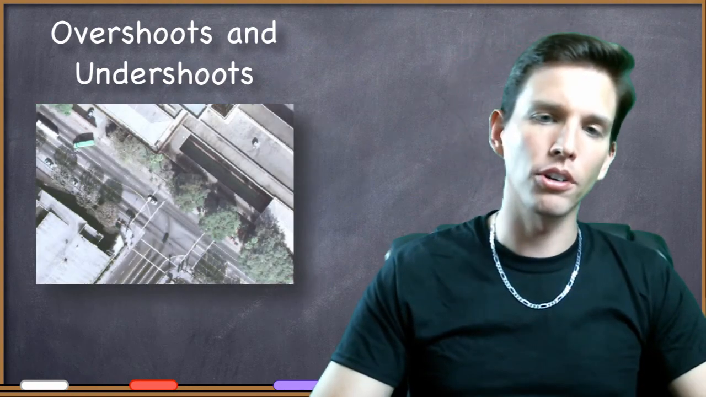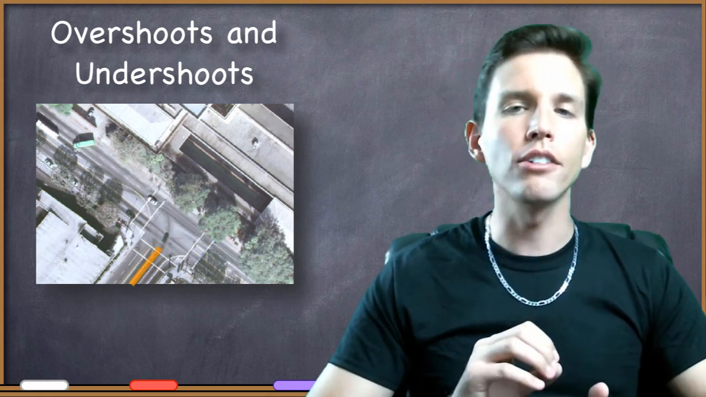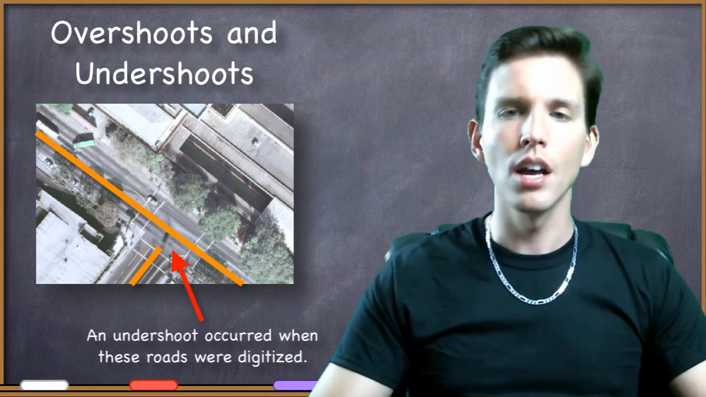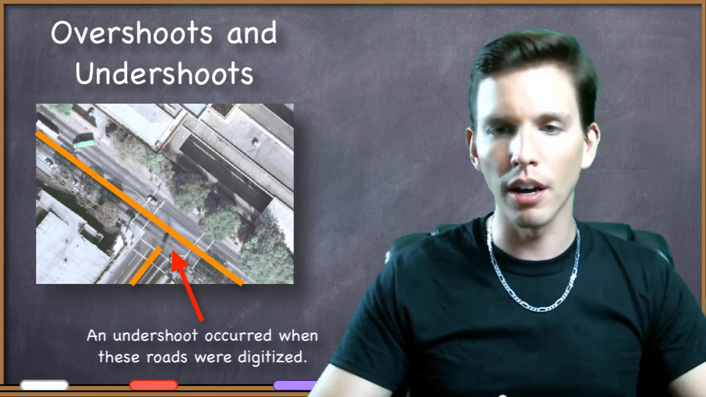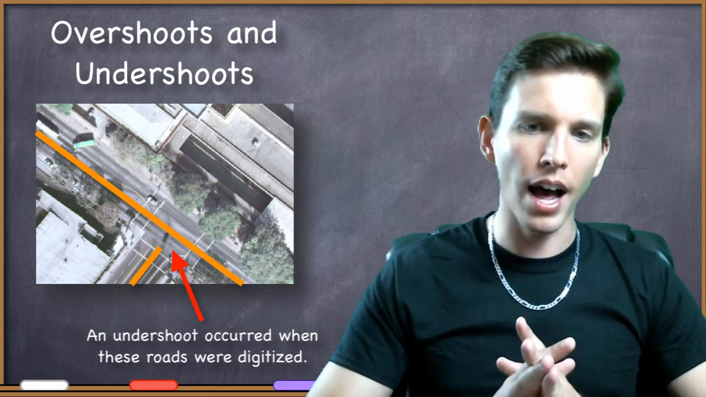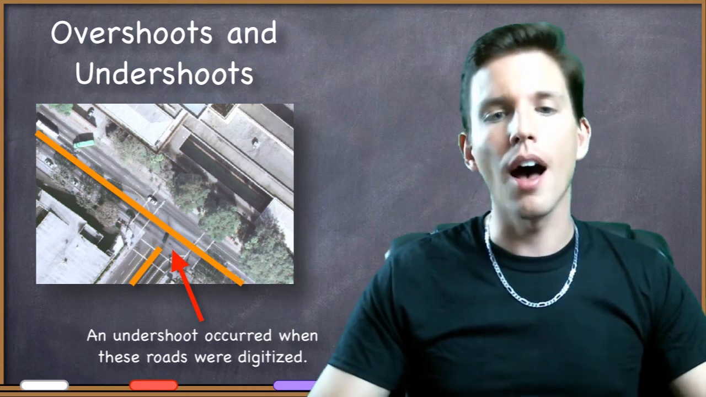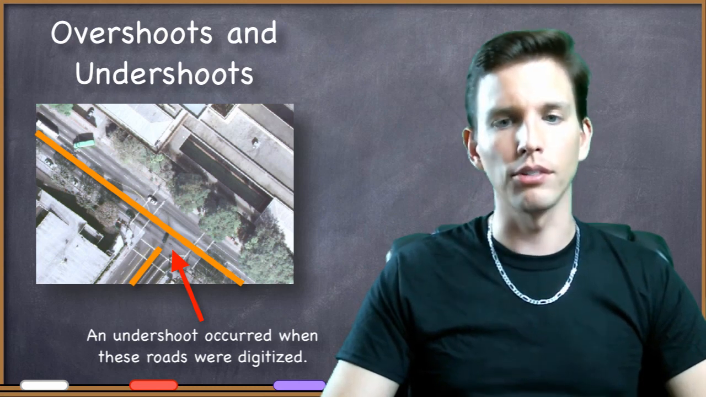An undershoot occurs when the digitizer doesn't completely connect a line that should connect to another line during the digitization process. Oftentimes, the digitizer may be able to get the lines close enough so that they appear to the human eye, at a certain scale, as if they connect. But that's not good enough for the computer and computerized analysis.